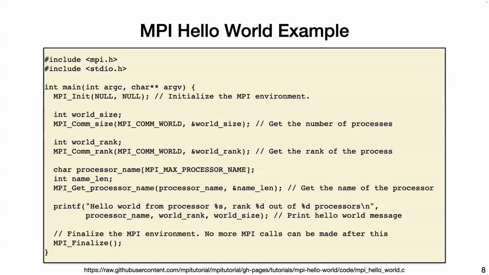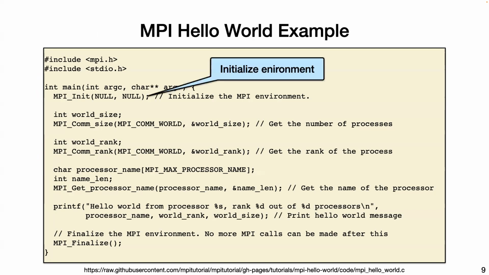So this is how you would write a basic hello world in MPI. This is your main function, and we included mpi.h. And for init, you can just put null in here for now. This is something that has to be at the start of every MPI program, MPI_Init.